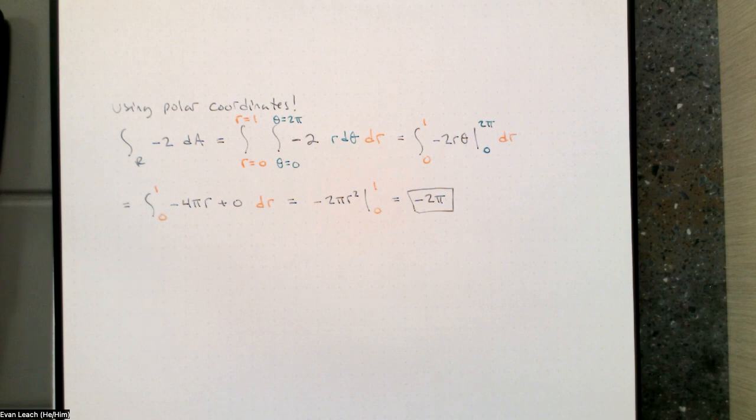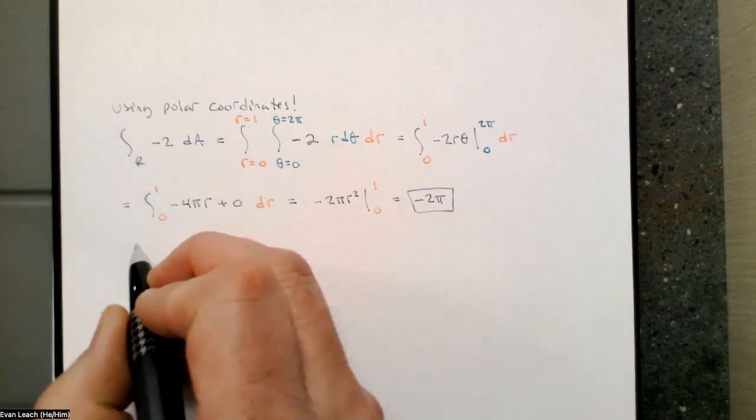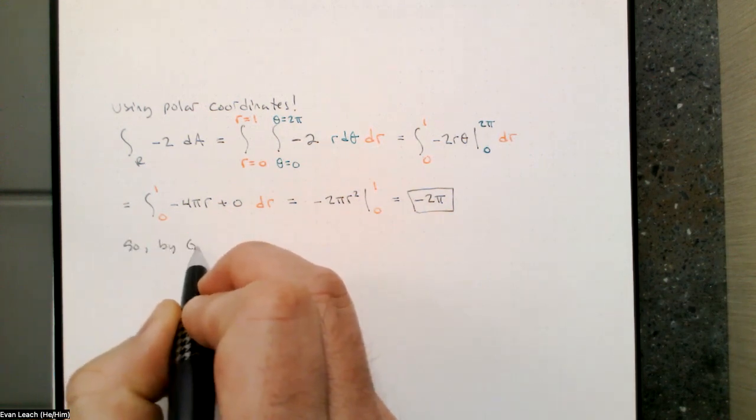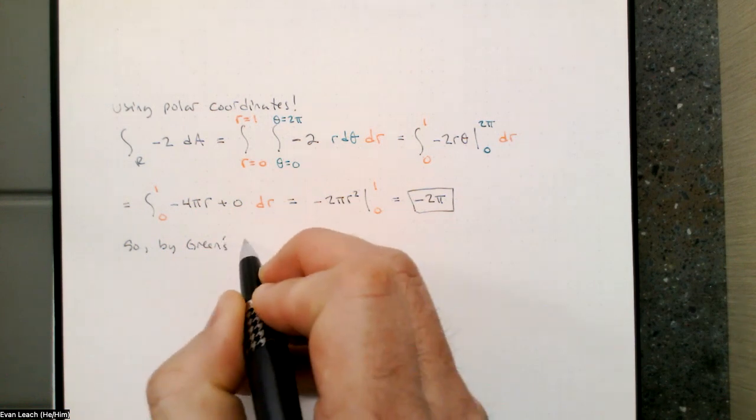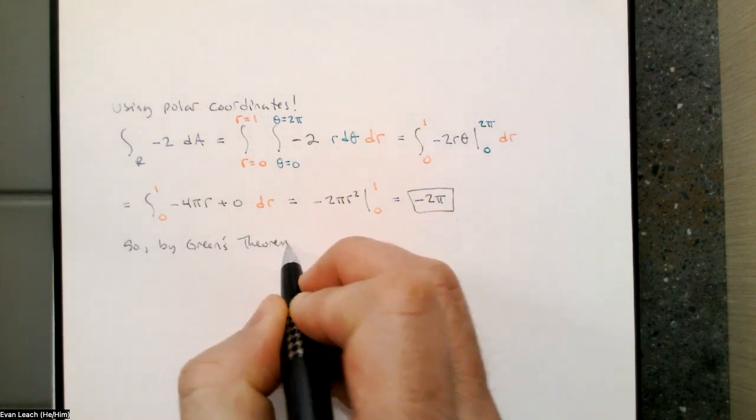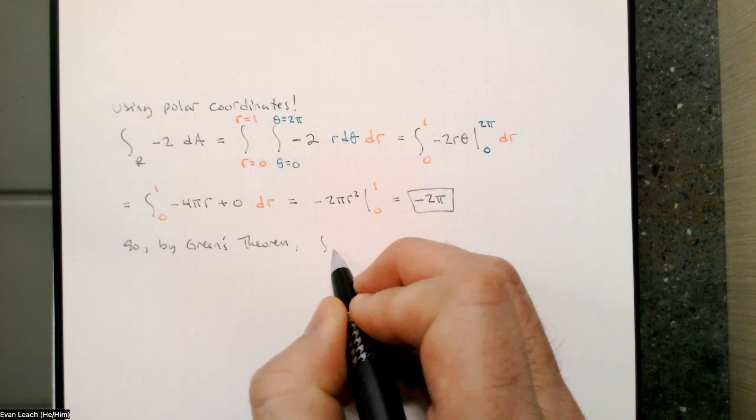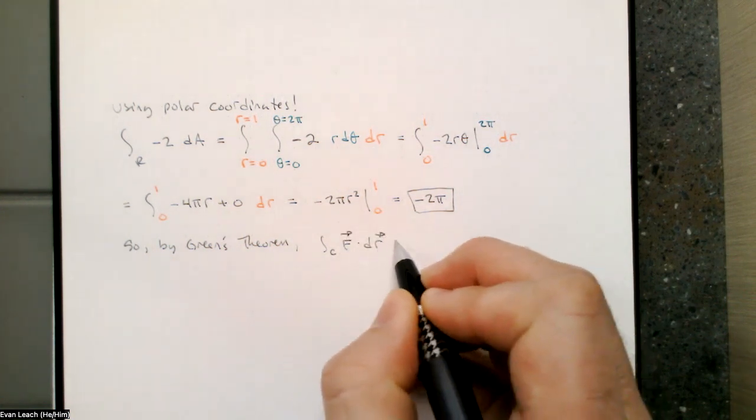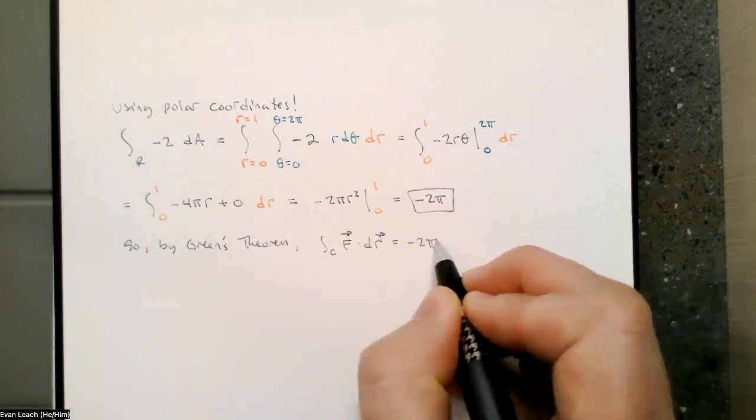So by Green's theorem, the integral around C of f dot dr is also equal to negative 2 pi.